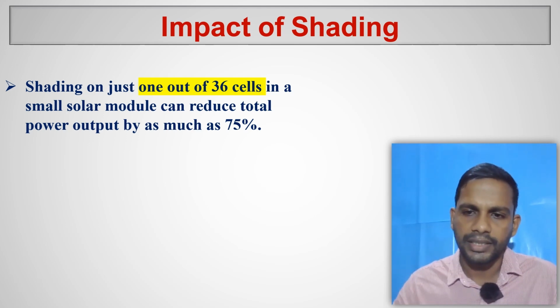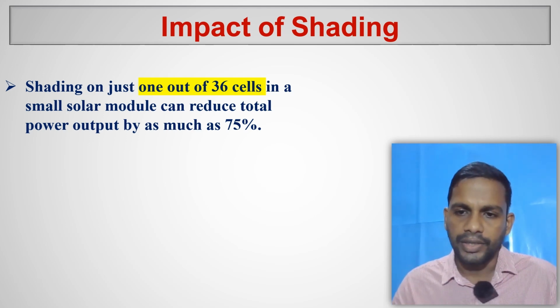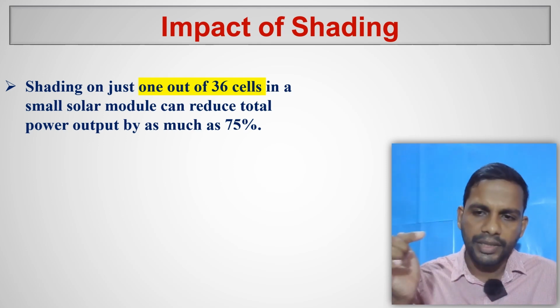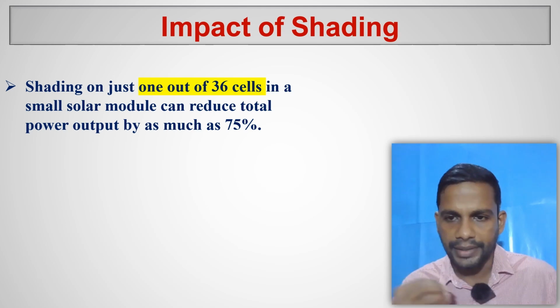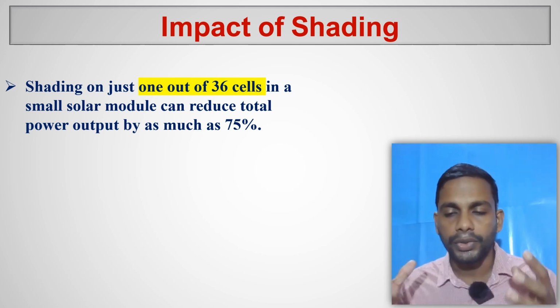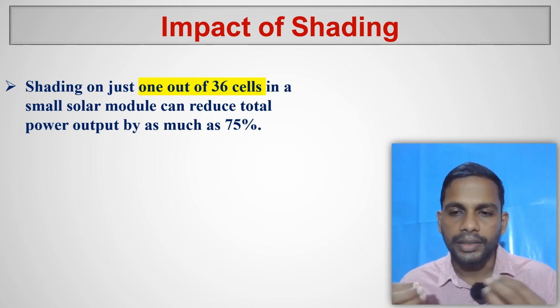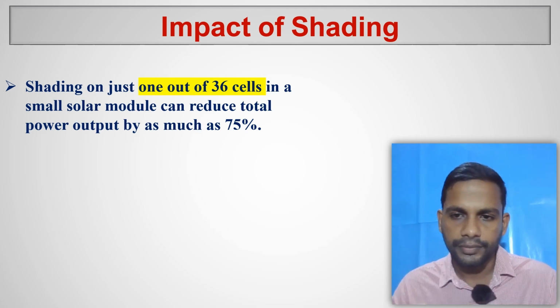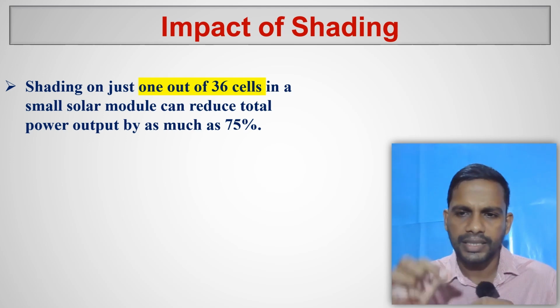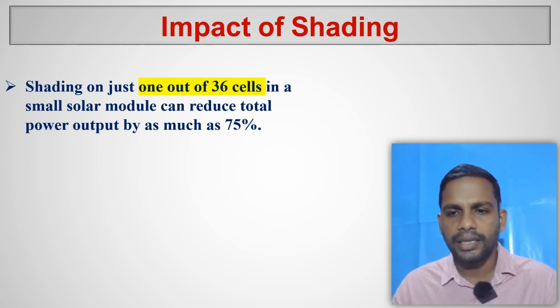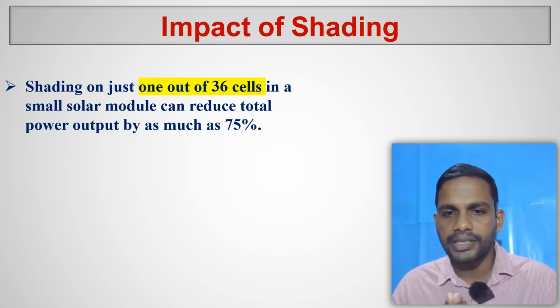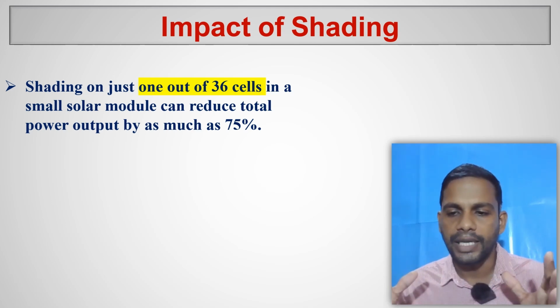This is partial shading, not complete shading. When you shade, at least a little bit of current will still pass. The cell is not entirely non-working. It works, but the output current will be reduced. So this is a single cell, a very small size, and shading of a single cell will reduce the output of that particular module by 75%.